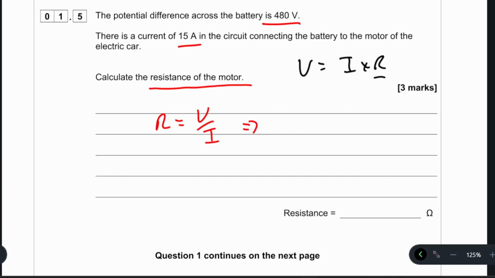And then again, it's just a simple case of plugging in our numbers. Everything is in the units we'd expect, so volts and amps, so we know our resistance is going to be given to us in the ohms that we want. So V is 480 volts, divided by the 15 amps. If you put that into your calculator, you should get an answer of 32 ohms.